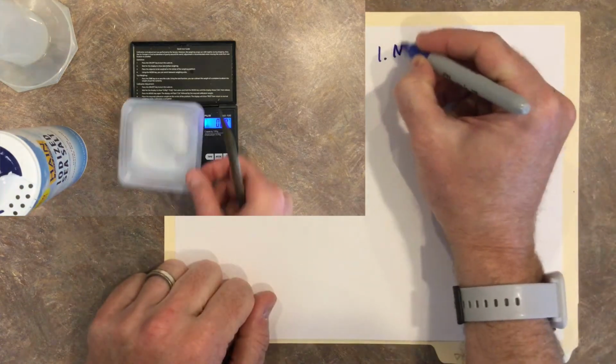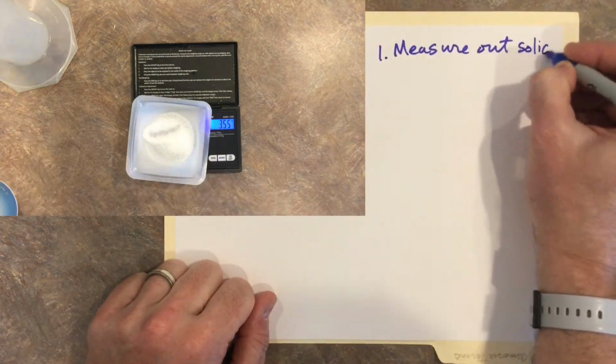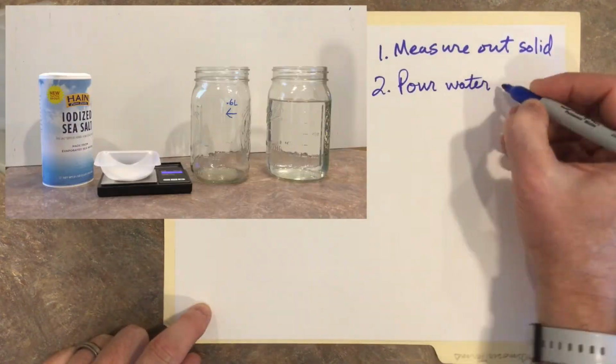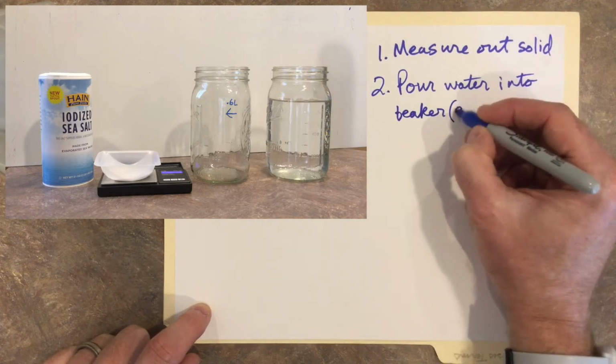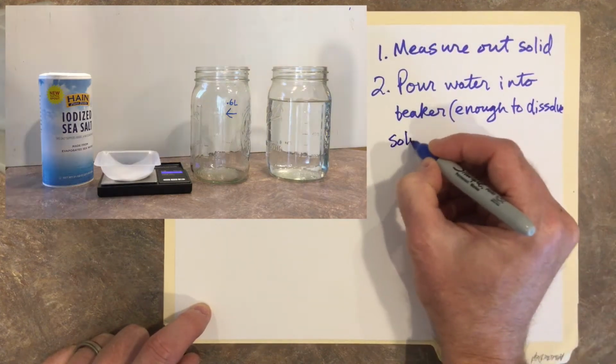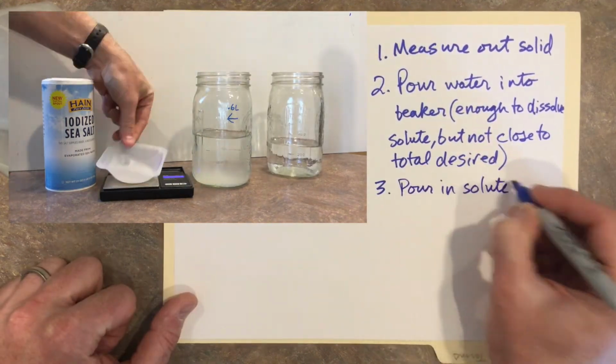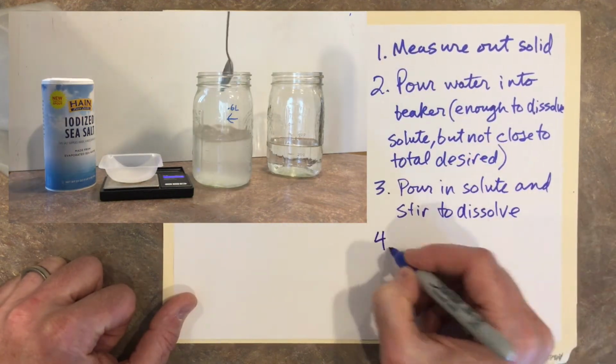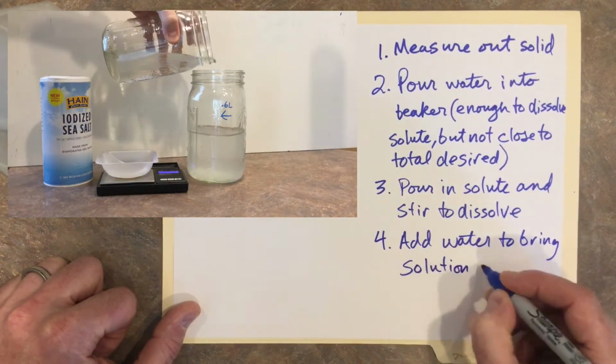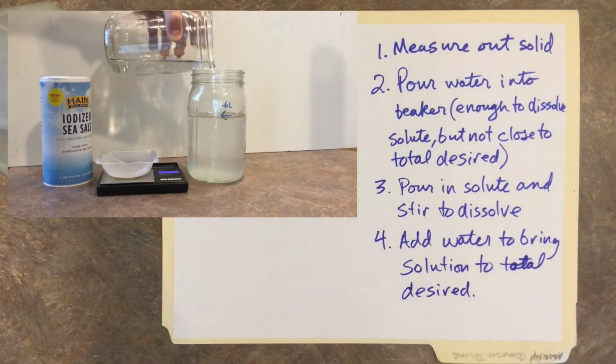Now to actually make this, first I'm going to measure out the solid, or the solute. Next I'm going to pour water into the beaker. I want to add enough water to dissolve the solute, but not close to the total desired. I still want to be able to add that solute and not go over the line. Next we'll pour in the solute and stir to dissolve. And next we'll add enough water, or solvent, to bring it up to the total desired level, 0.6 liters.